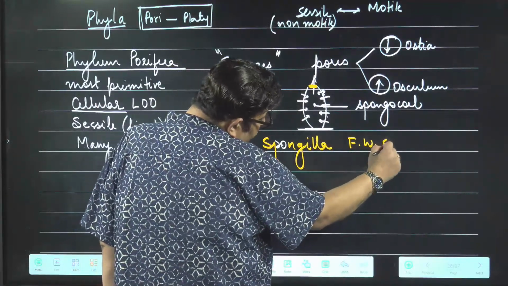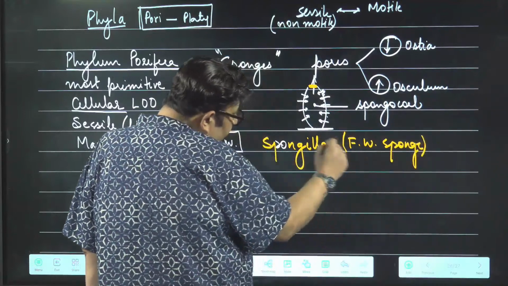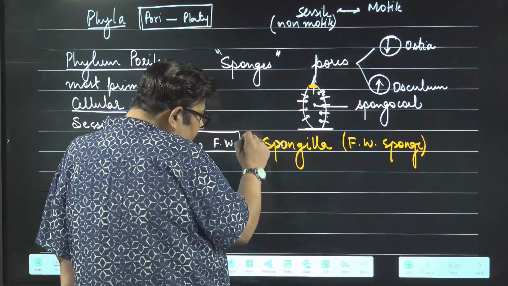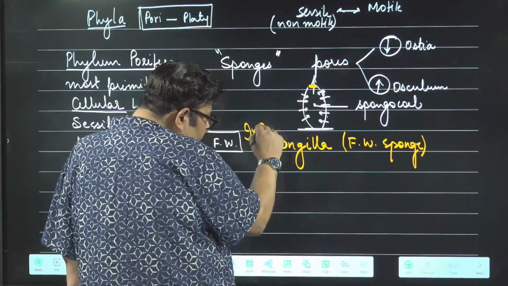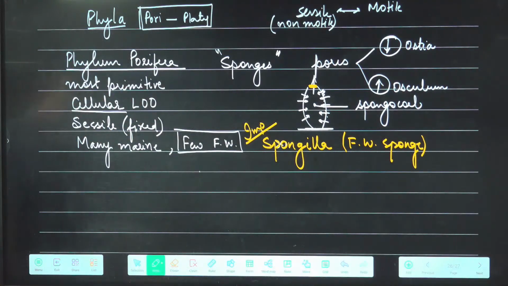Spongilla is a freshwater sponge. Please remember, this is an important question. Spongilla, freshwater sponge. Others are marine. Most of them are marine.